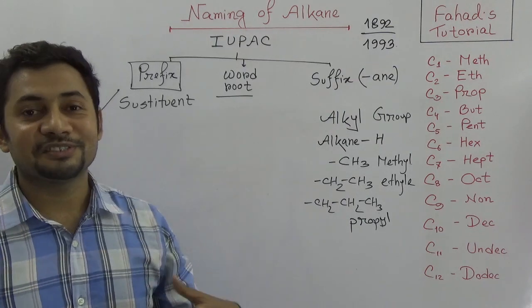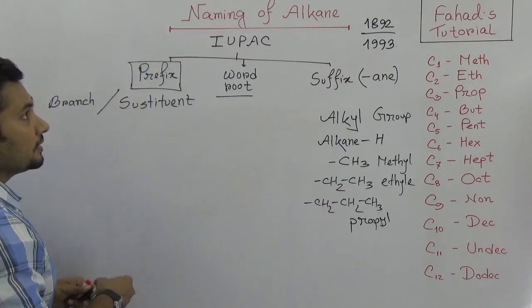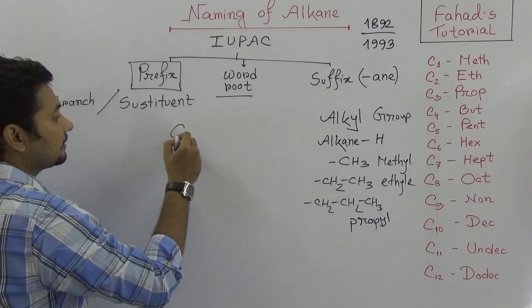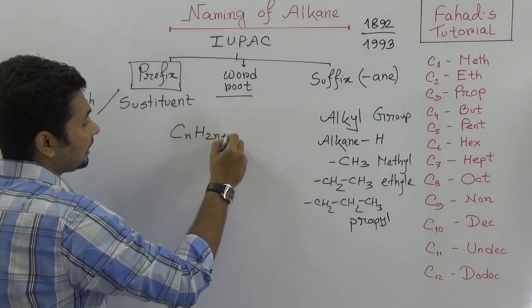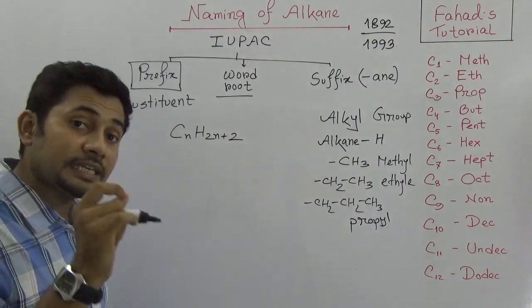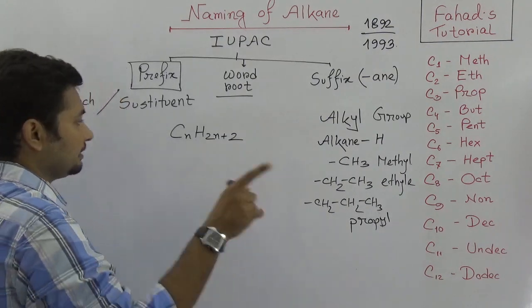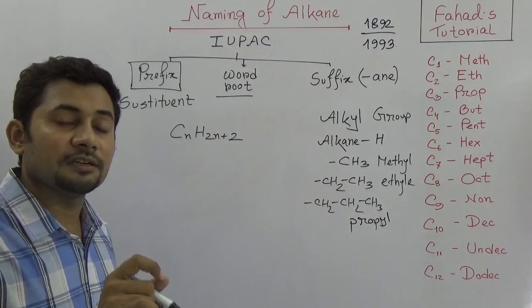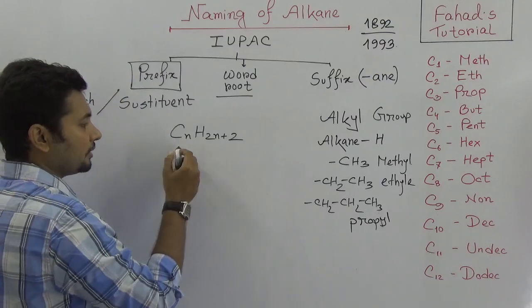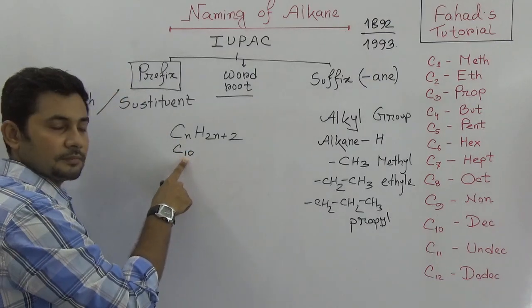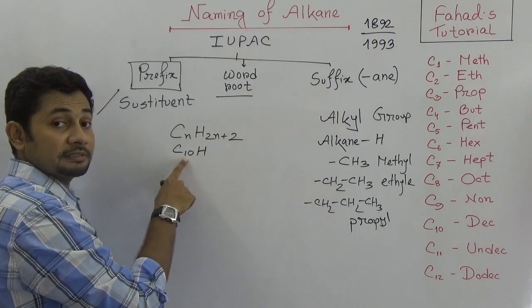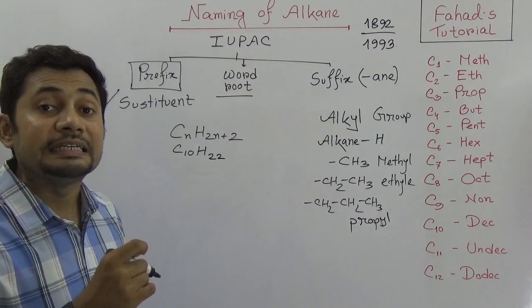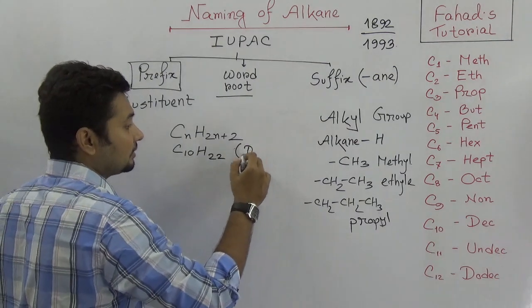And hence the interesting thing will come. Suppose we know that the general formula of alkane is CnH2n+2. But this is not right in case of cycloalkane. I'll come to cycloalkane after this. But before that, CnH2n+2 is the general formula of alkane. So now if you have 10 carbon, then hydrogen would be 2 times 10 is 20, 20 plus 2 is 22, which is the formula of decane. So this is decane.